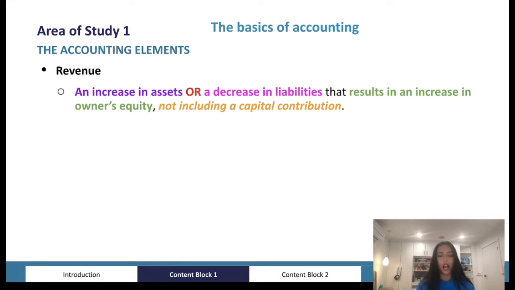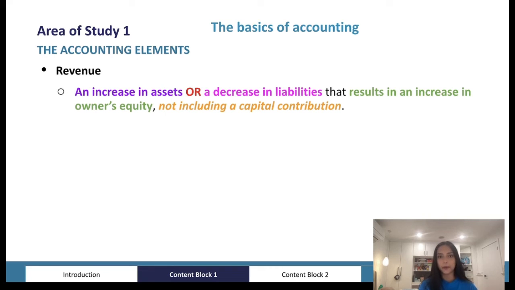It can't be both. So for example, if a question asks, why is sales a revenue? You would have to say the definition, but you would say it's an increase in assets. You would not say sales is a decrease in liability, because a sale isn't a decrease in liability. So you have to be careful when you use this definition because it needs to apply to the specific revenue that you're talking about.